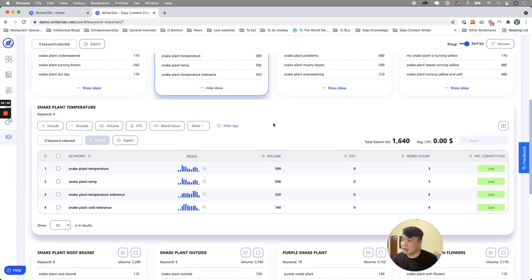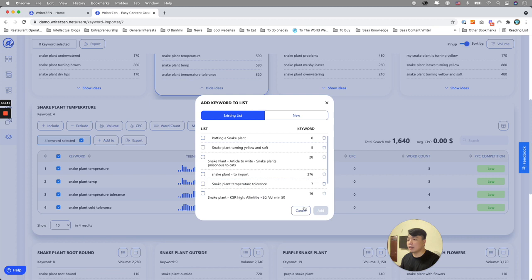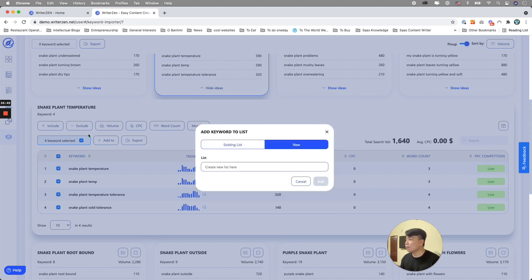So if I can write an article that includes all these four different keywords, and if one keyword ranks, very likely the other keywords will rank. And if other keywords rank, you will be able to get these volumes coming together. So I'm going to save this into a list, and I call it new, and I call it snake plant temperature to write. Okay, that's it.